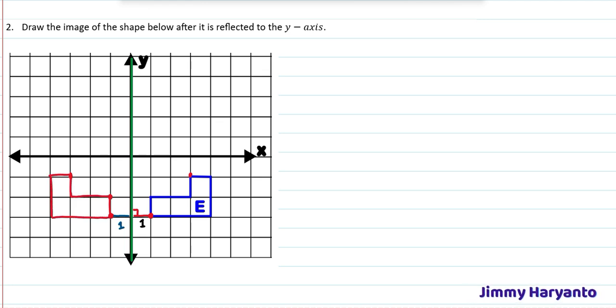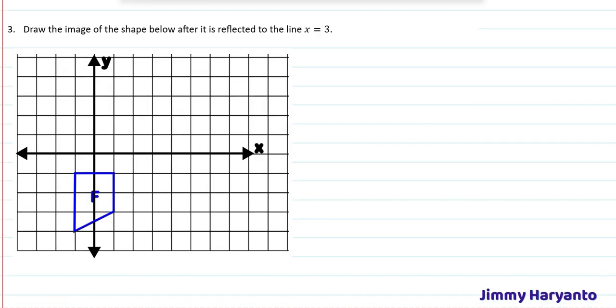There you go, and then give the name E prime. Okay, next question. Next is reflected to the line of x equals to 3. First, you have to draw the mirror line. The mirror line is at x equals to 3.